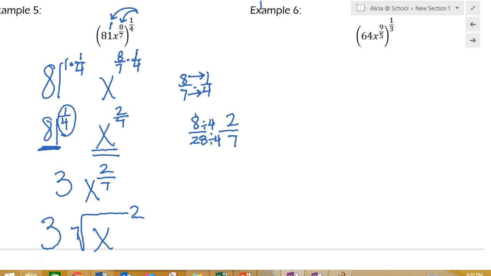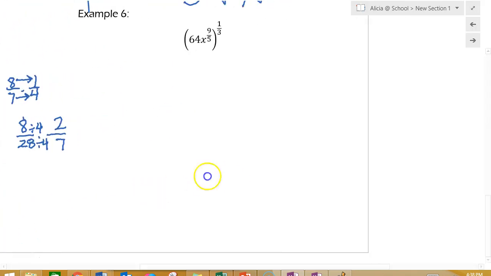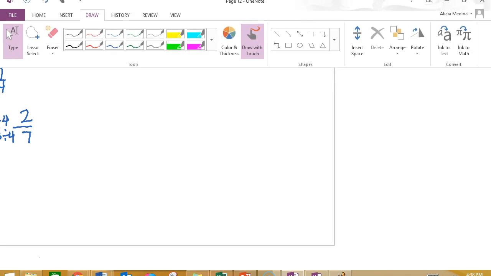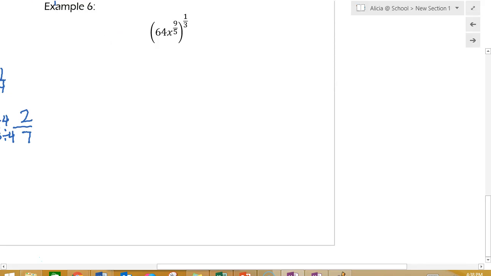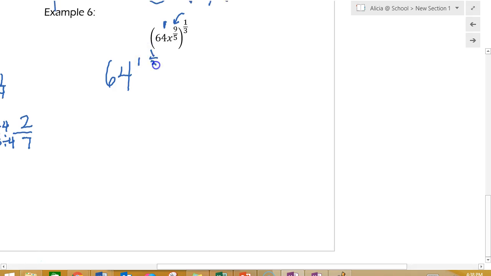Okay? And our last example here is going to be example 6. Similar to the one we just did, we have to distribute that exponent on the outside of our parentheses to every exponent inside. Keep in mind that 64 has its own exponent of a 1. Do not ever multiply exponents and bases. You don't do that. So we're going to have 64 raised to the 1st power. Since that exponent's on the outside, we multiply 1 times 1/3. Bring down my next base of x.